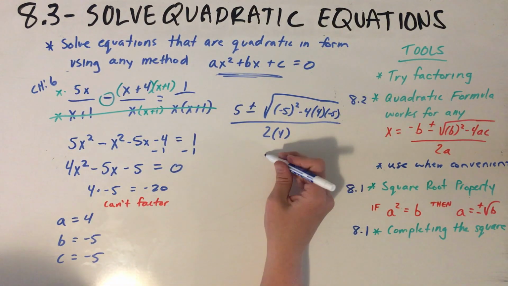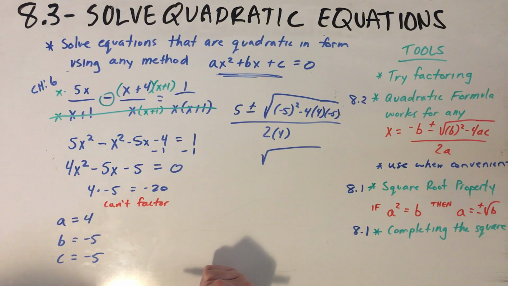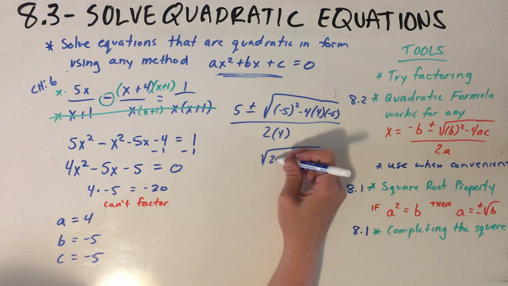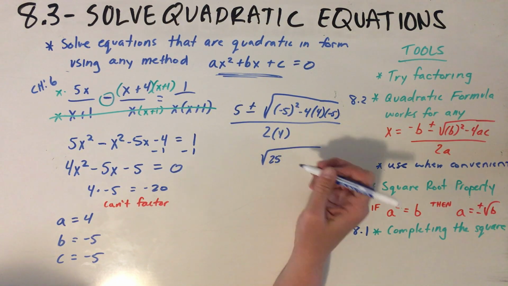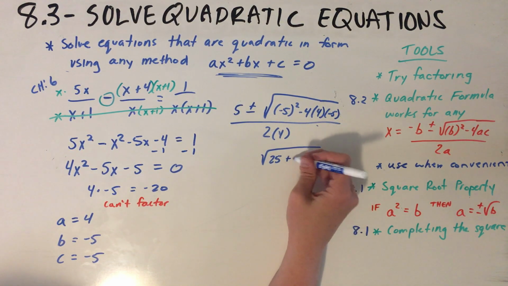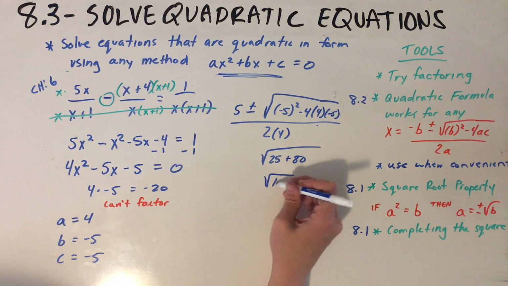Working under the square root here, again, methodically, we're just going to simplify this expression using order of operations. I'm going to work square root first. Exponents gives me the negative 5 times negative 5 is a 25. And then we have a negative 20 times 4, which is a positive 80. So this is going to give me a 105.